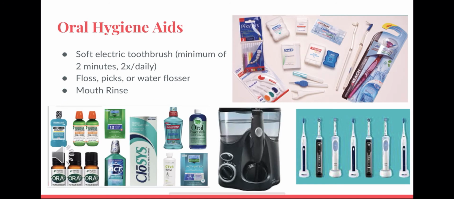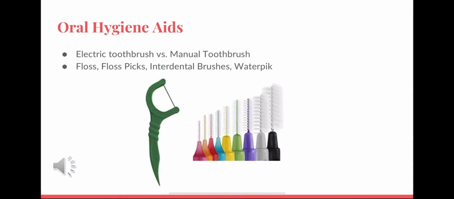There are many different types of oral hygiene aids, and everybody has their own preferences as far as what they want to use in their daily routine. Those include toothbrushes, floss, different picks, floss picks, water picks, mouth rinse. You'll hear all of it. This slide just shows a few of the different types of examples. As if there weren't enough options for you, your toothbrushes can be broken down into either electric or manual toothbrushes. Your floss can be broken into traditional floss, floss picks, interdental brushes, and different water picks.